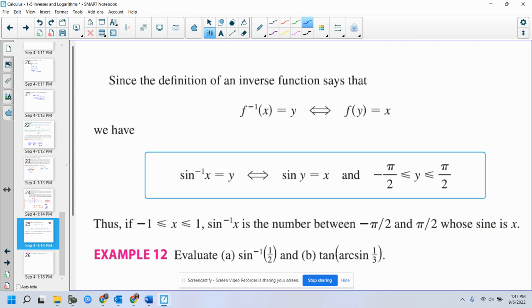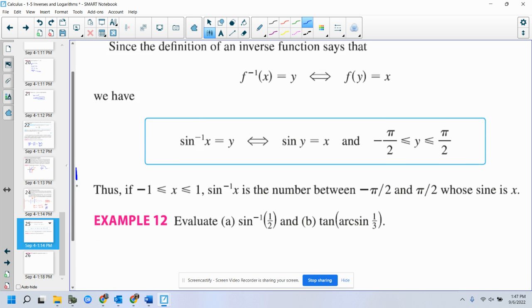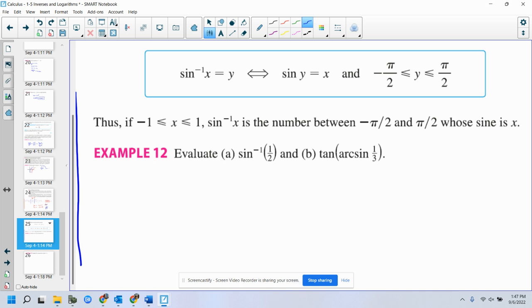Okay. Since the definition of an inverse function, we learned about this yesterday. Let's just jump straight into it. The first thing we're going to do is evaluate inverse sine of 1/2. And now, again, they're assuming capital S sine. I think I'm going to look in my notes just to make sure that's what they mean. Yeah, so they're saying capital S sine.